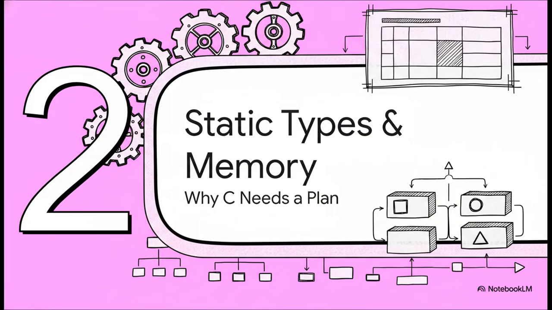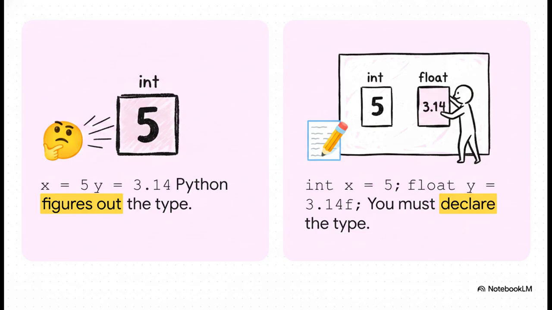Okay, so let's move on to our next big idea, which actually builds right on top of this. This is another place where C's need for a plan really shows up. It's what we call a statically typed language. In Python, you can just write x = 5, and Python just figures it out. It knows on the fly that x is an integer. It's dynamic. But in C, you have to tell the compiler your entire plan right from the start.